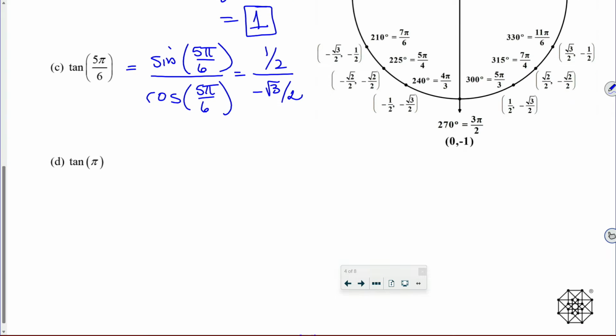Again, let's use keep-change-flip. So we're going to have 1/2 times negative 2 over the square root of 3. In this case, the 2's cancel, and I'm left with negative 1 over the square root of 3.